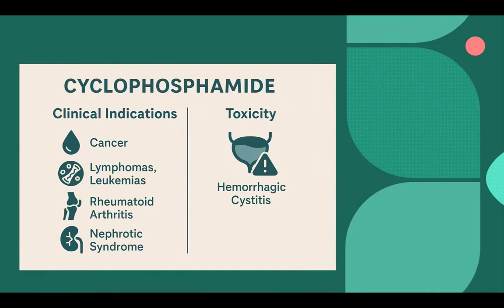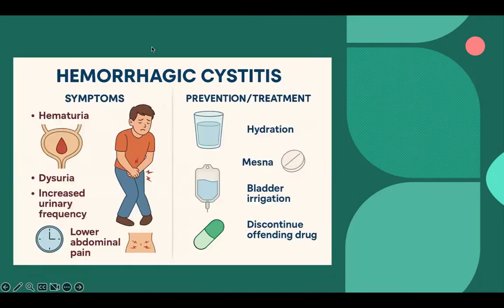So, what is hemorrhagic cystitis? The hemorrhagic cystitis is the toxicity of cyclophosphamide, the drug that is used in the treatment of cancer, and symptoms include hematuria, blood in urine, difficulty in urination, increased urine frequency, and the lower abdominal pain, the same symptoms we saw in our case. And this condition is called hemorrhagic cystitis.